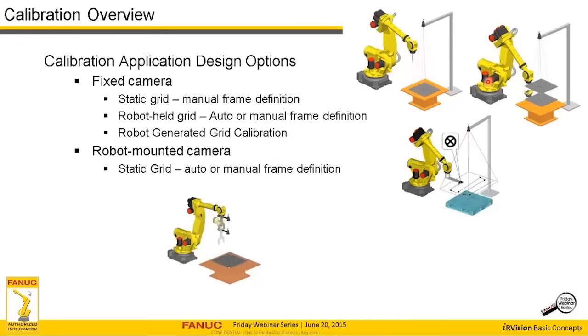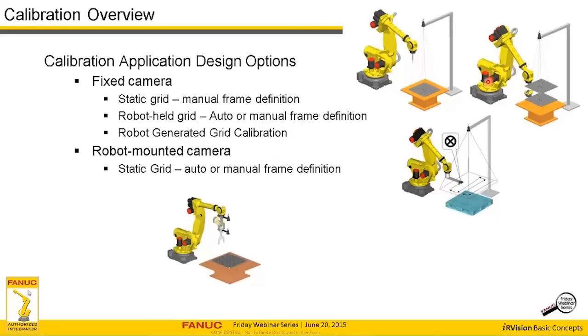Let's consider all of the options that we have for calibration and design of the calibration function within your application. And the reason I want to go through this is that I'd like you to embrace the idea that there is more than one option for designing your calibration structure in your iRVision application. And it applies to a wide variety of camera and robot combinations.